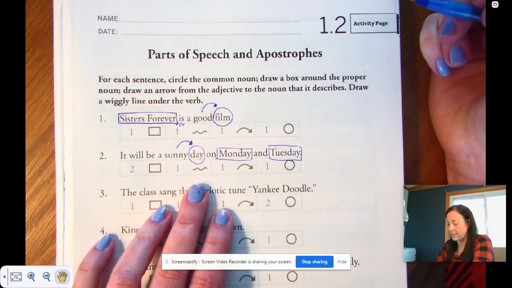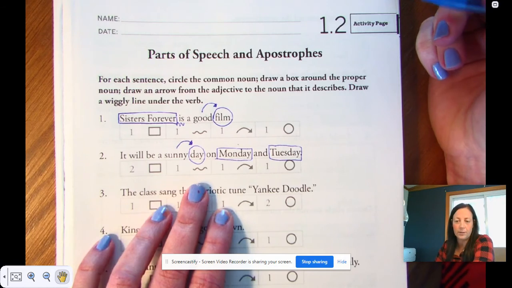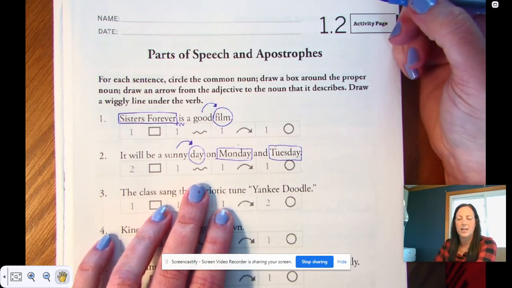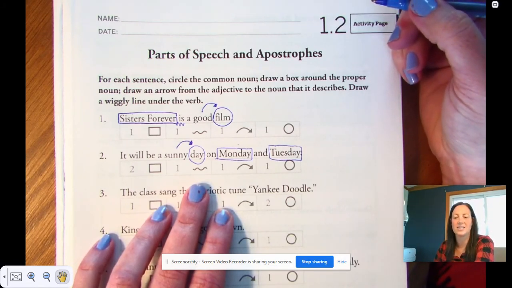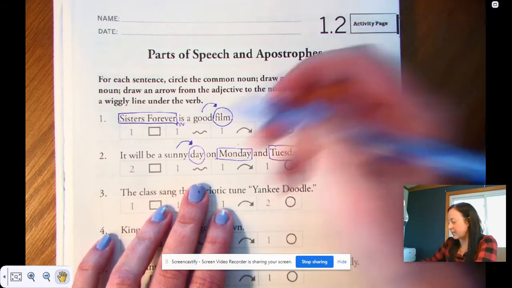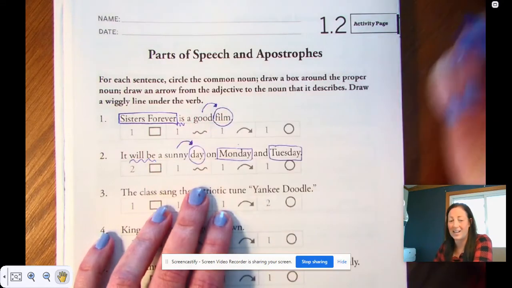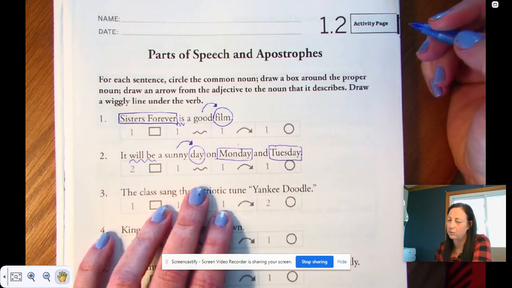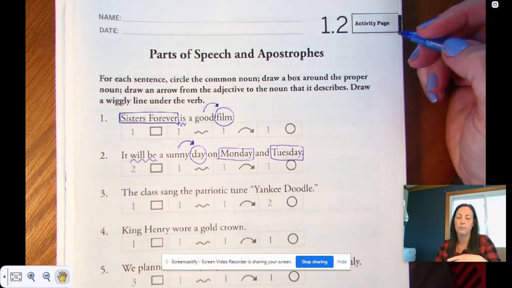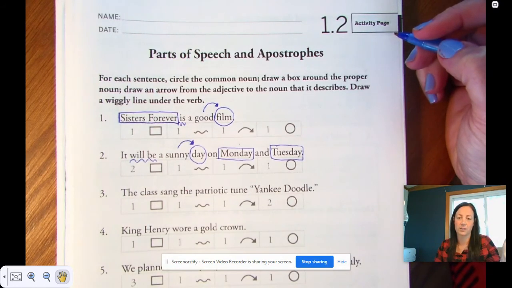And now I have to try to find the verb. The reason this verb is tricky for me is because it's another one of those is, are, be verbs. And this one happens to be will be, has a helping verb attached to it. And we don't talk a whole lot about those, but we do talk about past, present, and future tense verbs.